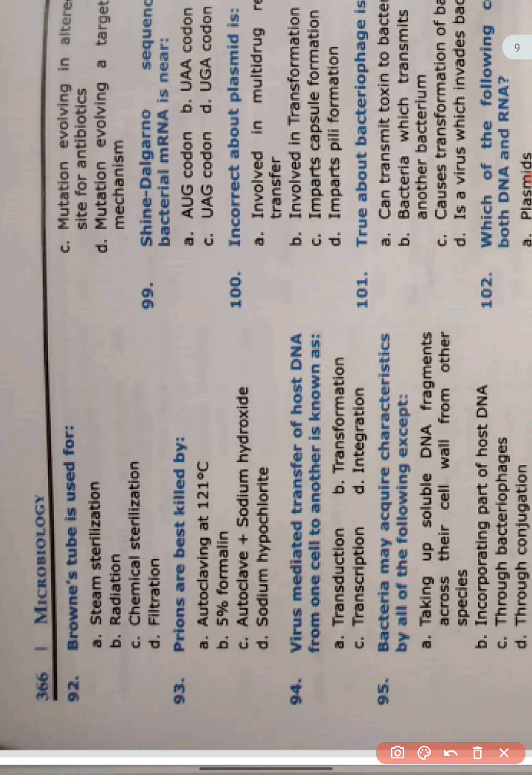Virus mediated transfer of host DNA from one cell to another is known as transduction. Transduction is the transfer of cell DNA by means of a bacterial virus. During the growth of the virus within the cell, a piece of bacterial DNA is incorporated into the virus particle and is carried into the recipient cell at the time of infection. This is called transduction. It is the transfer of cell DNA by means of a bacterial virus, that is, bacteriophage.